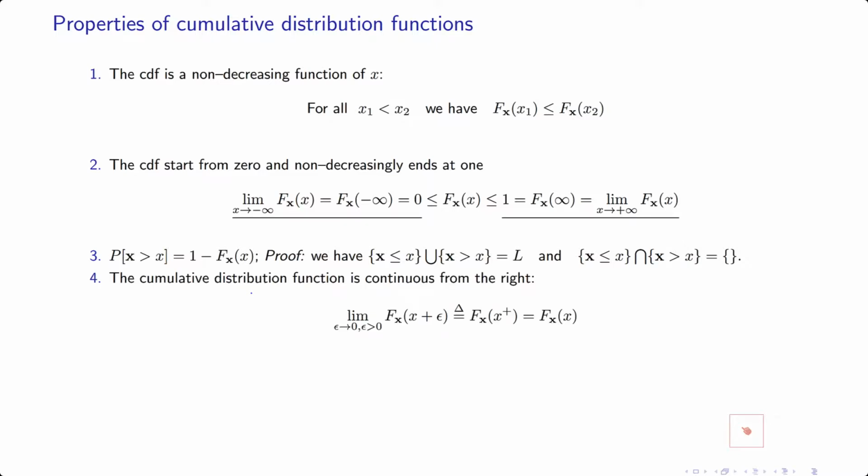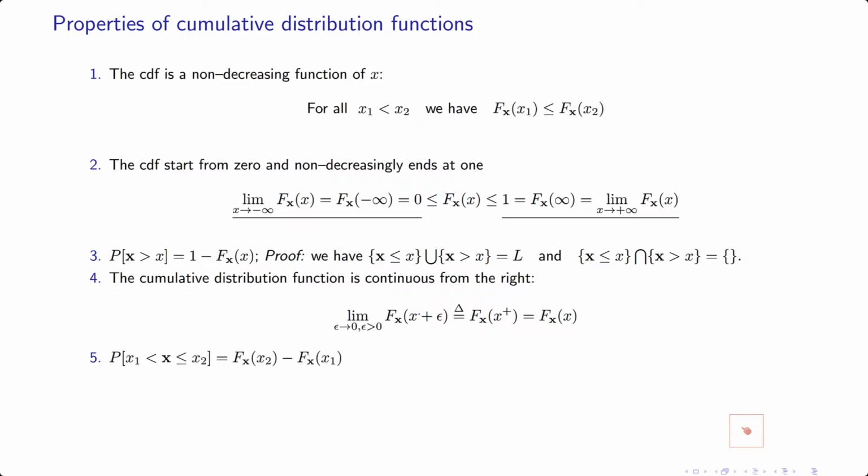The next property is that the cumulative distribution function is always continuous from the right. So at any point x, if you add a very small positive number epsilon, and you reduce epsilon to 0, this is always equal to the limit of the CDF from the right, and is always equal to this one. So this is trivial. I'll leave it to you to prove it.